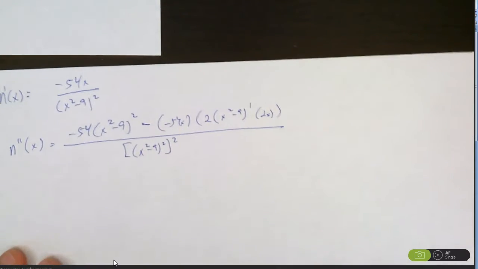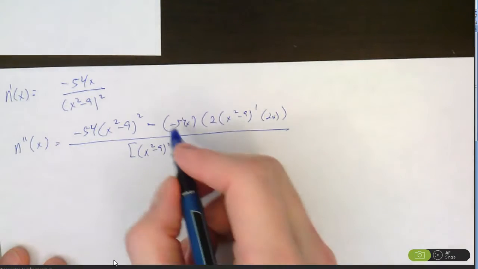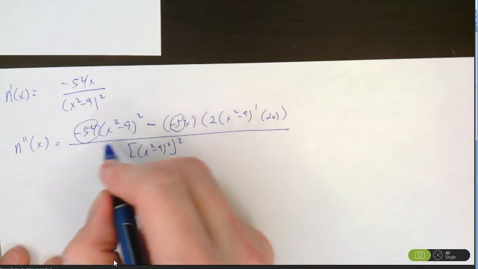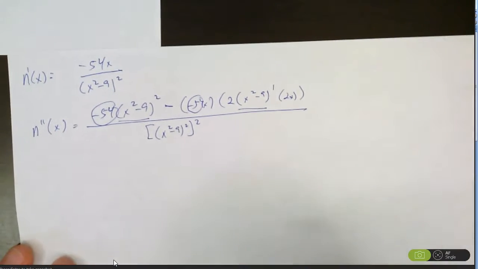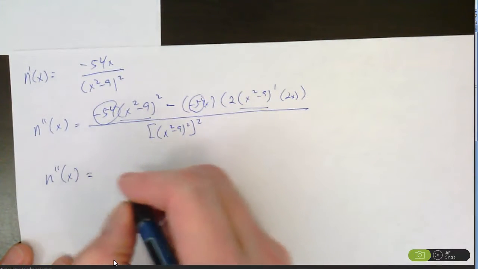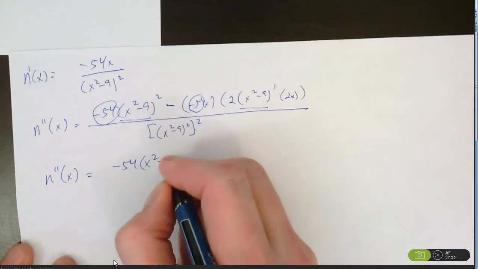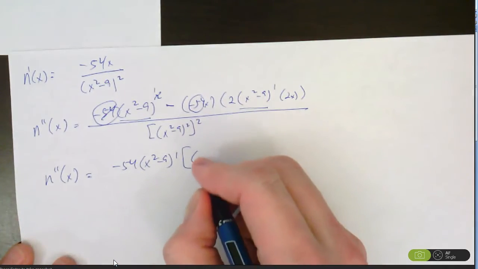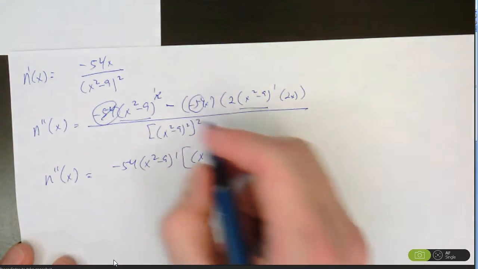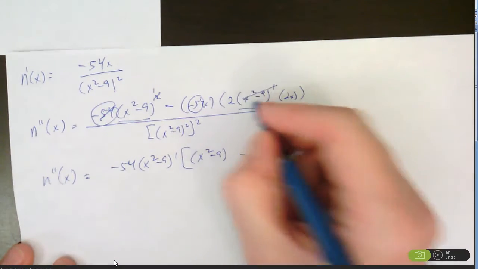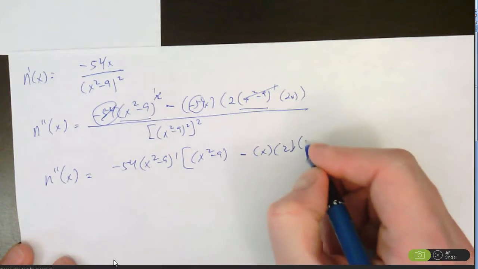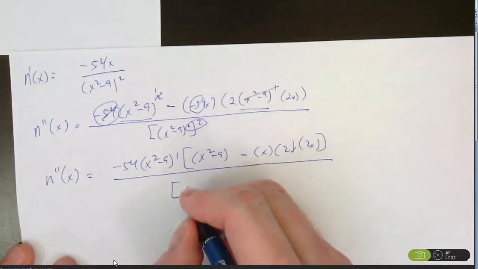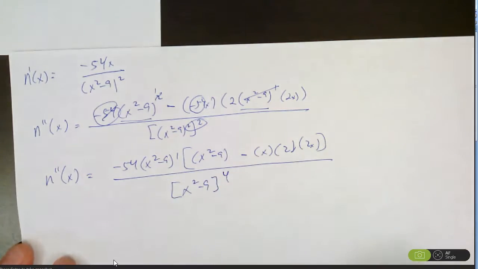And then what really happens is this. I have a negative 54 and 1 x squared minus 9 in every term. So I'm going to take that out. f double prime of x, take out the negative 54, take out the x squared minus 9 to the first. That leaves me with then here in the first group just one of these. In the second group, it's minus x. This is gone. 2 times 2x. Over the denominator, which these guys multiply together, so I get x squared minus 9 actually to the fourth.